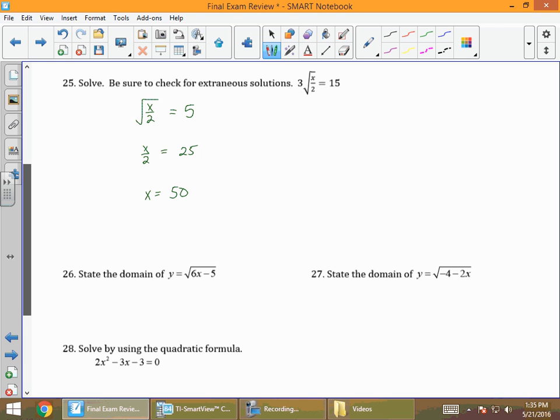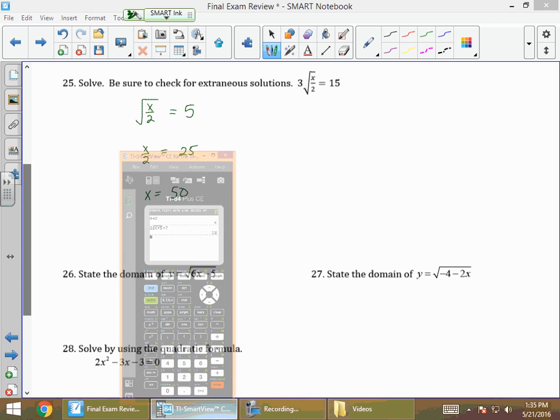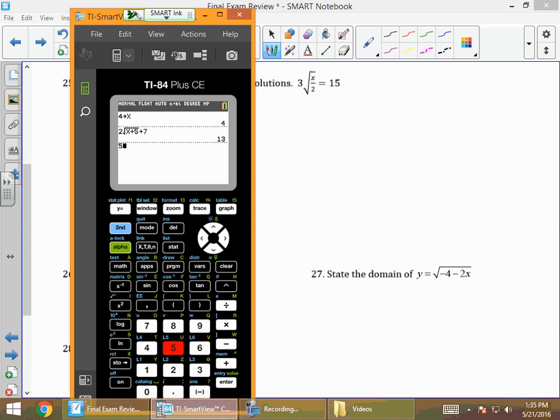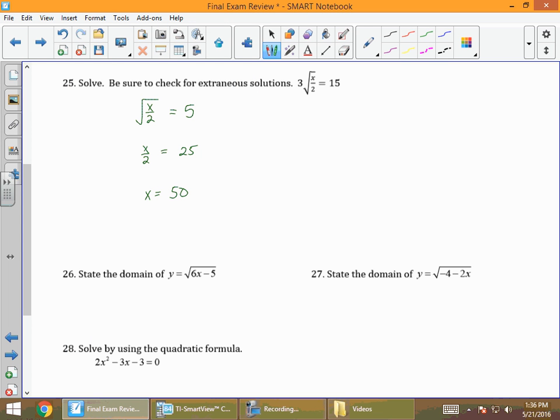I need to check that one. So I need x to be 50. So 50 store for x. Now my calculator knows 50 to be the x. And I have 3 times the square root of x over 2. And this thing better equal 15. And it does. So again, it's not extraneous. That one works.